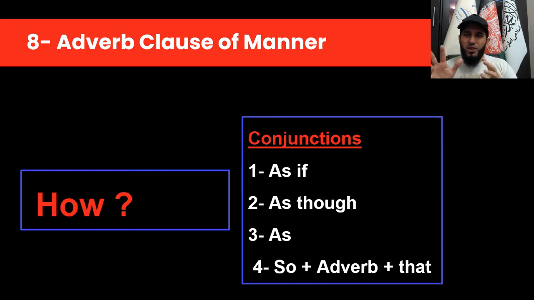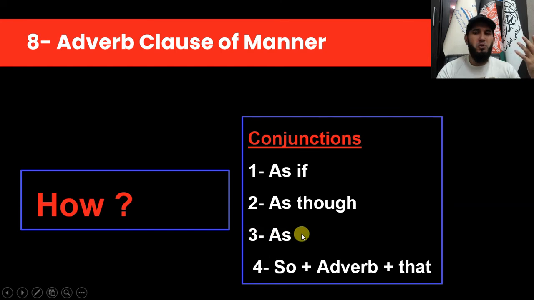Conjunctions: as if, as though, as. You can use as if, as though. I would say all of them have the same meanings. But as is just used in daily spoken English, and as if and as though can be used somehow in more academic English. And between these two, I would say as if is more formal than as though. Or so plus adverb plus that. I'm going to explain this structure as well, but let me give you some examples here.